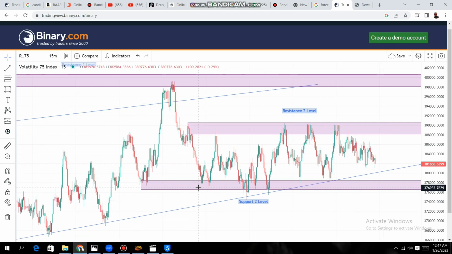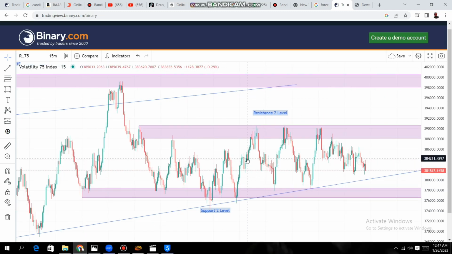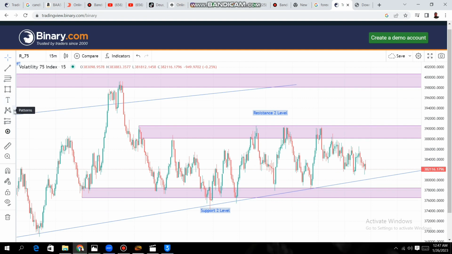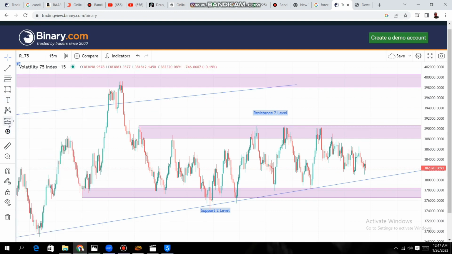So here we have it with the video. This is how to analyze volatility 75 on Binary TradingView. Yes, on Binary TradingView, you cannot use this platform for entering your trades. You can only use it for analyzing and whatnot. You can have accessible tools like this.